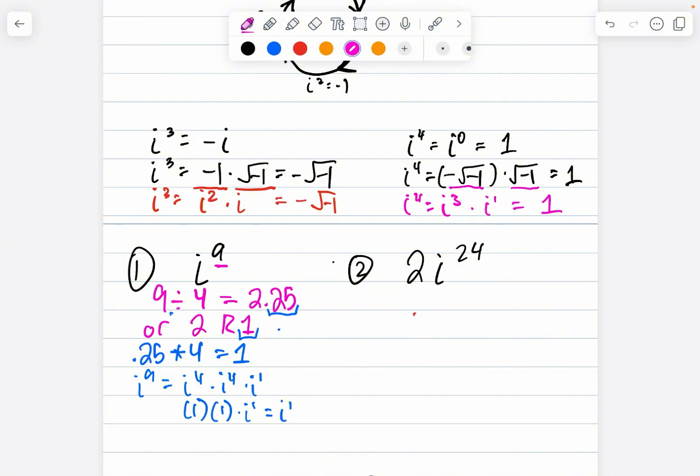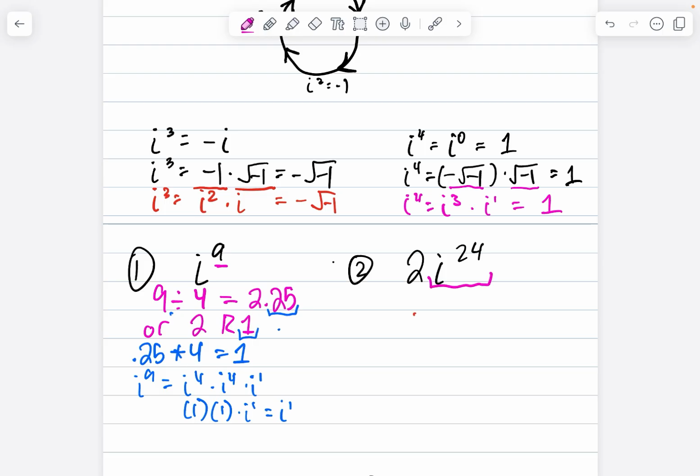So why don't you take a second, pause the video, and try to do number 2 yourself. Again, you're dividing by 4 to find the equivalent powers of i, right? All right, so let's take a look at number 2.